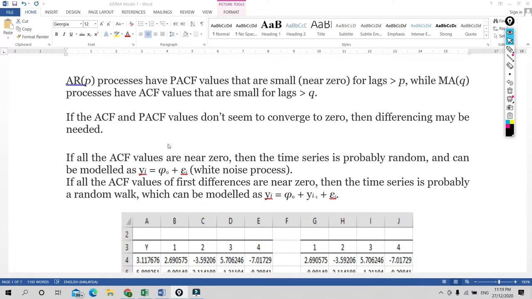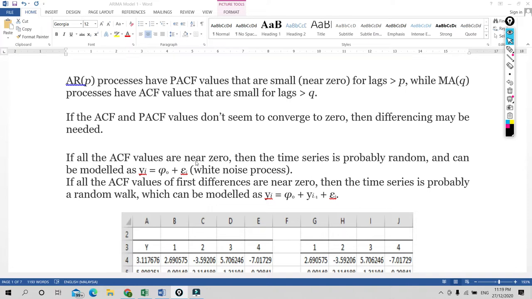If you refer to your ACF and PACF, and they do not converge to 0, then you need to do differencing. One more thing is that if you draw a graph for ACF and PACF and you find that they do not converge to 0, you need to do a difference.